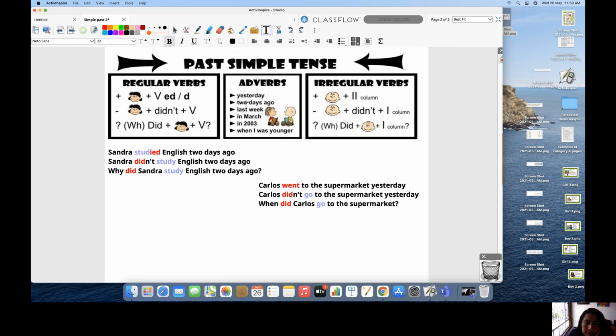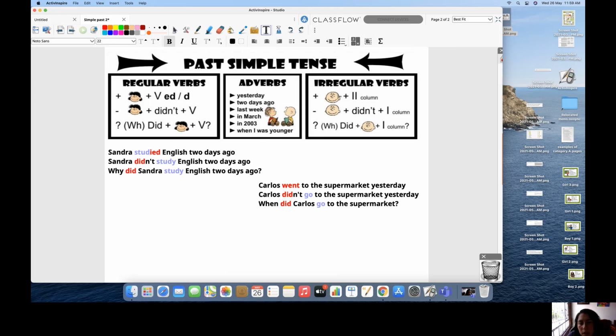Tenemos algunas palabras que nos sirven para crear oraciones en pasado cuando nos referimos al pasado. Yesterday, ayer. 2 days ago, 3 days ago, a week ago, hace una semana, 2 years ago, hace 2 años, whatever you need. Last week, last month, last year, el año pasado, el mes pasado, in March, in April, in January, in 2003, when I was younger, cuando era joven, cuando yo era joven.